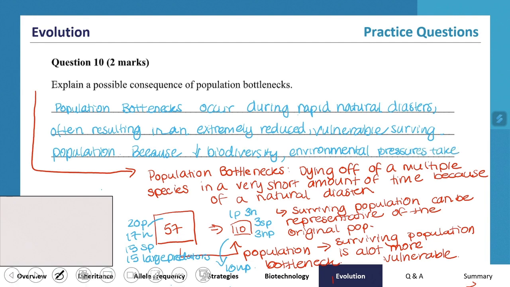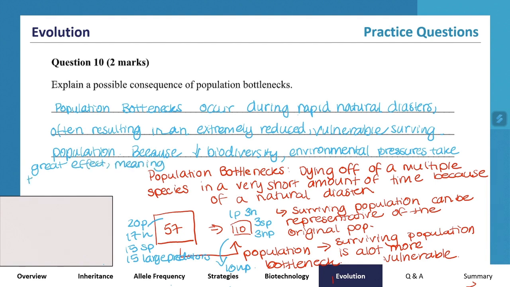Taking a great effect means they must quickly adapt or go extinct. So that's one of the consequences. They adapt really quickly and undergo adaptive radiation, or go extinct because they're unable to cope with the environment. Obviously, the more representative the population is, the more likely that the adaptive radiation will be successful. And the more vulnerable a population is, the more likely that they're going to go extinct, unfortunately.